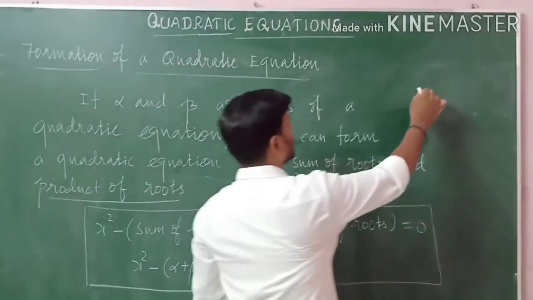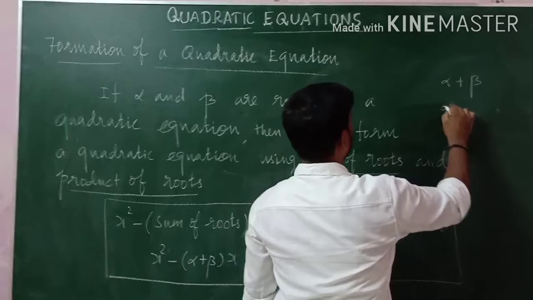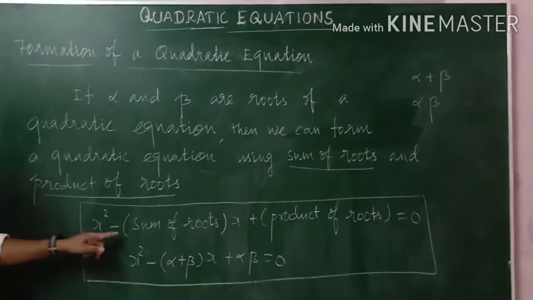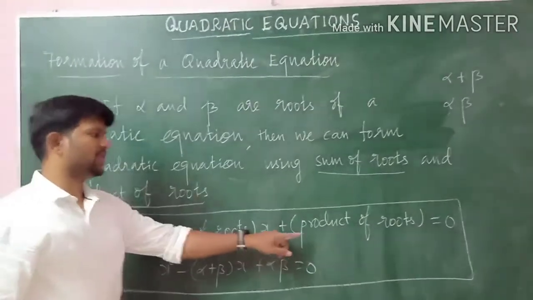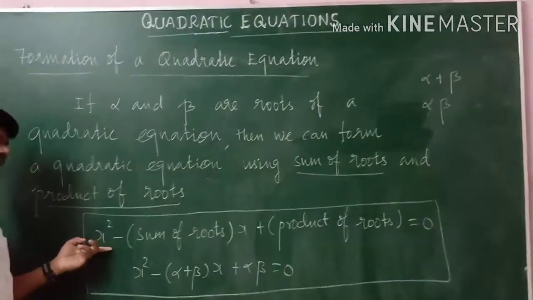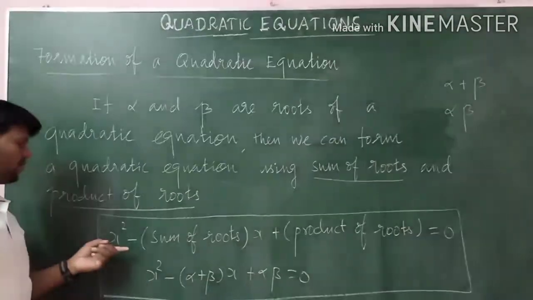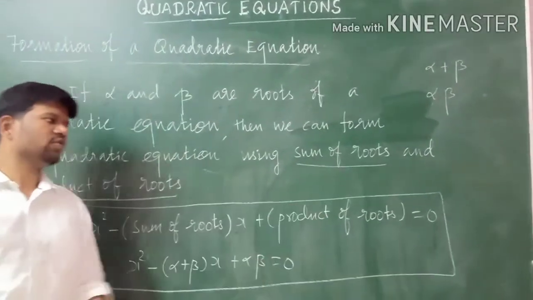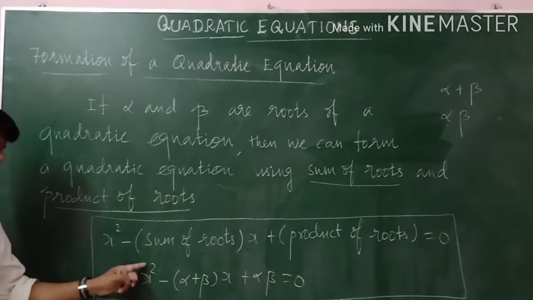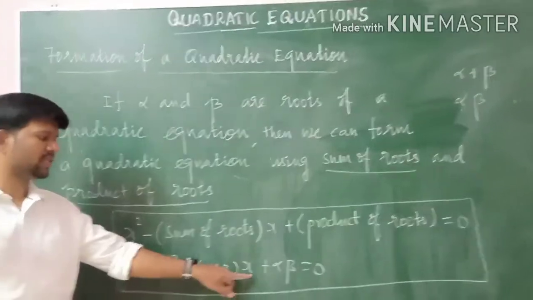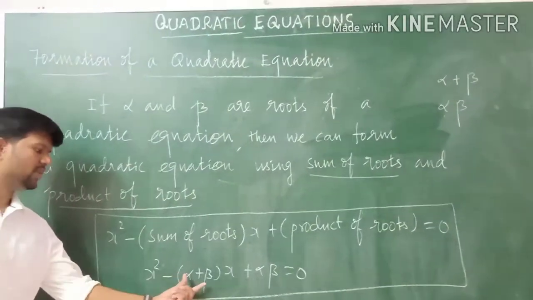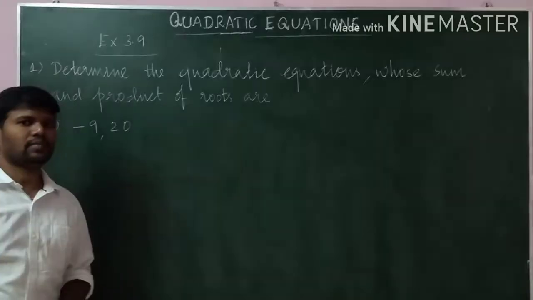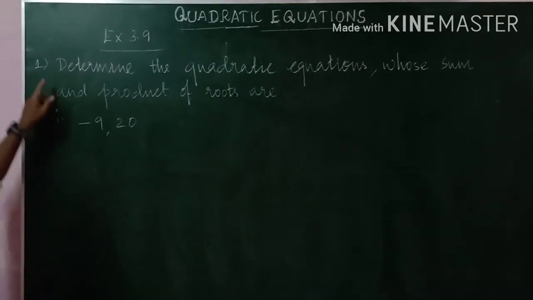Suppose alpha and beta are the roots. What is the sum of roots? Alpha plus beta. And the product of roots means alpha into beta. So that is x square minus sum of roots into x plus product of roots equal to 0. Using this formula, we can find a quadratic equation. We can write it as x square minus alpha plus beta into x plus alpha beta equal to 0. This alpha plus beta is the sum of roots, and alpha into beta is the product of roots.